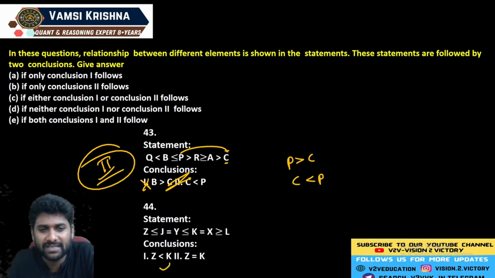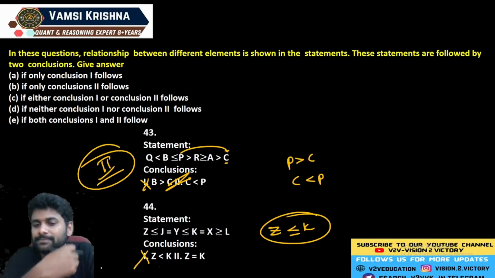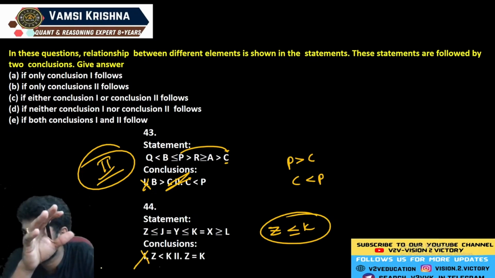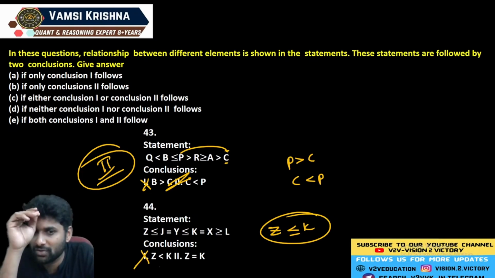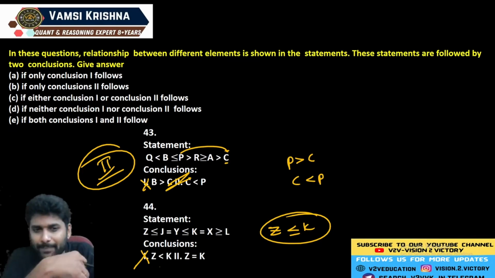Next one. Check the relation for K to Z. Guys, here the relation is Z is always less than or equal to K, but here they have given Z is less than K. So one is wrong. It's always, not any possible. Z is always less than or equal to K, but they have given less than. That's it, it's a wrong one. Z is equal to K is also a wrong one.